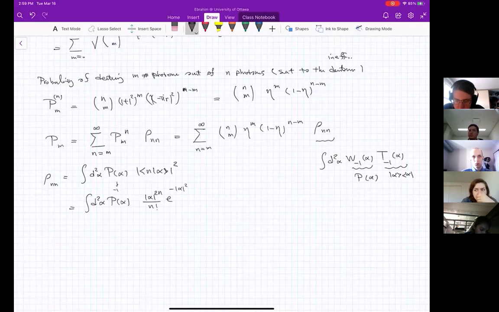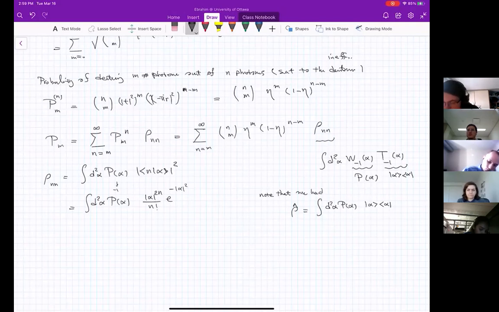So remember, note that we had rho equal to the integral d2 alpha P(alpha) |alpha><alpha|. And now what we are looking for is the diagonal term of the density matrix in the Fock basis. So essentially you have to multiply both sides by <n| and |n>. So it was rho_nn, and this is where I got this equation.